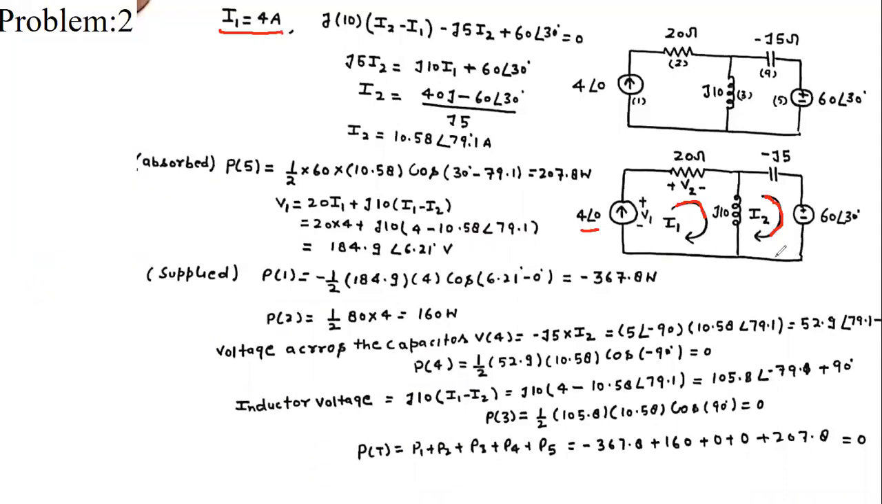Okay, now we are applying KVL in this loop starting from this point. This point is suppose A, B, this is point C, and that is my point D. So starting from point A, that is j10 times the current in this branch, I2 minus I1, and minus j5 into I2. Next we get plus 60∠30 equal to 0. So after solving this, we get j I2 equal to this term.